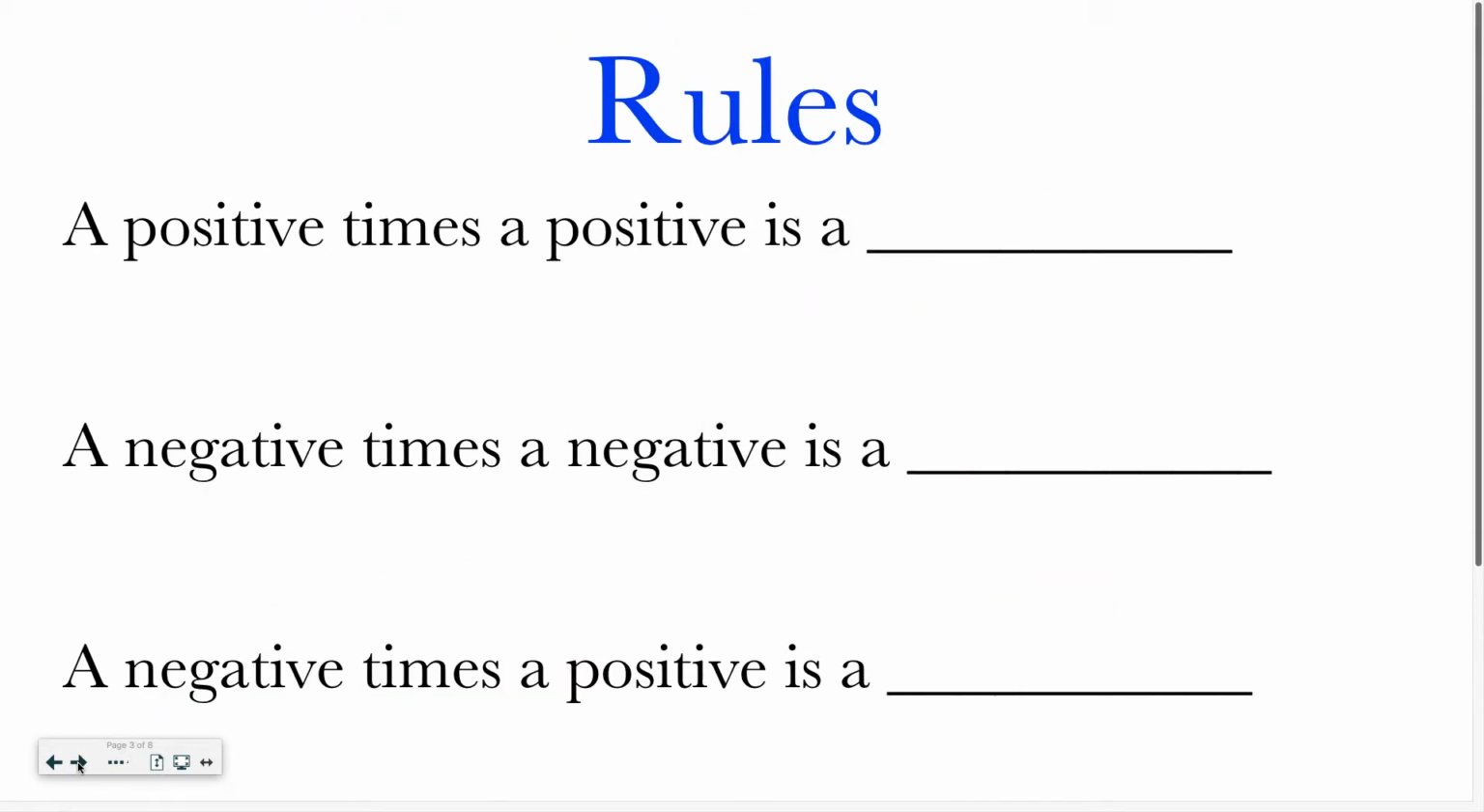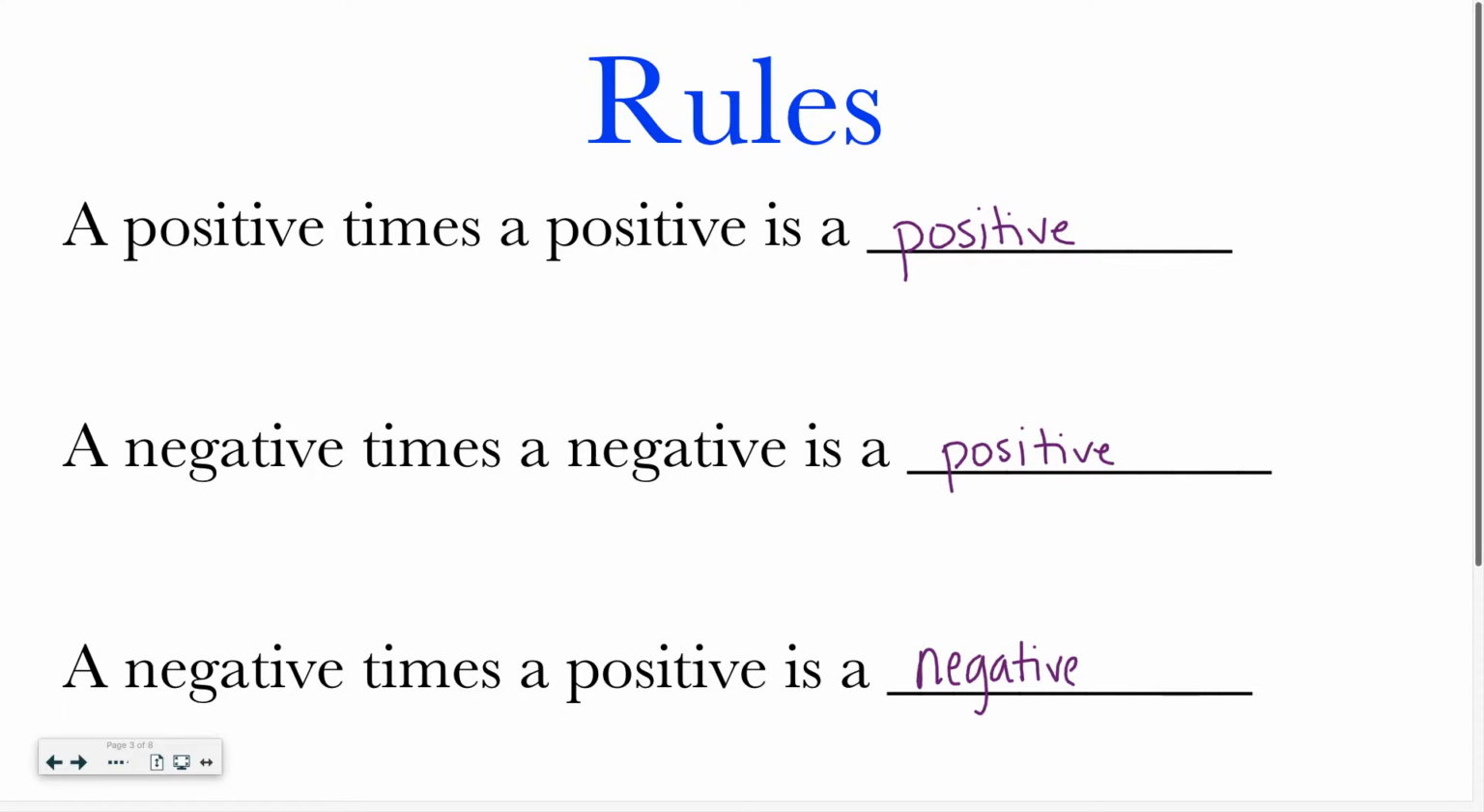Okay? So let's make sure we write down those rules. If we have a positive times a positive, our answer is always positive. If I have a negative times a negative, the answer is positive. If I have a negative times a positive or a positive times a negative, so one of each, the answer is a negative.